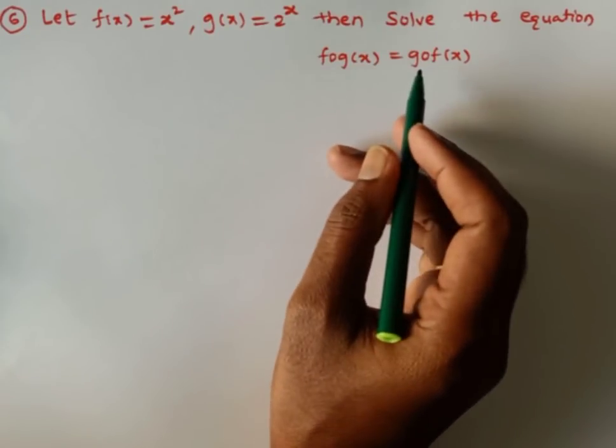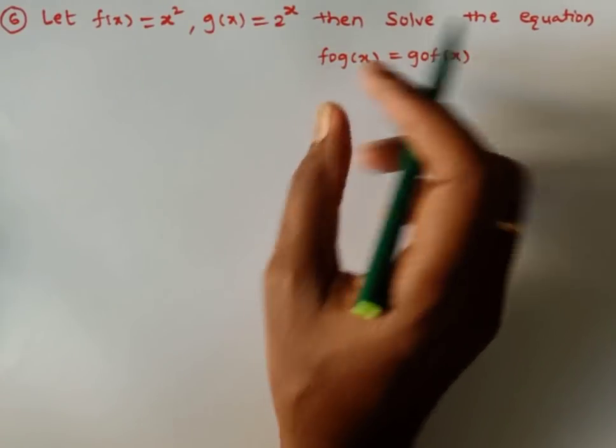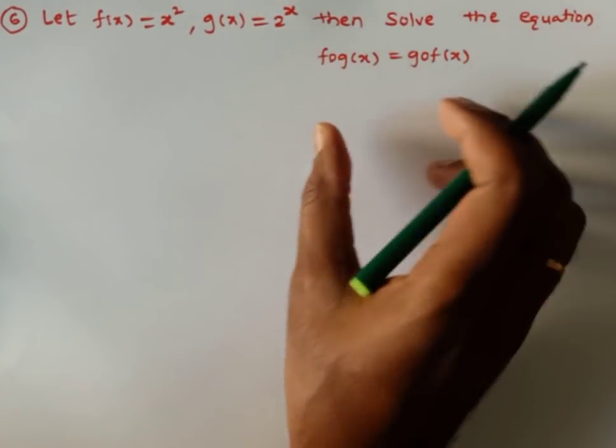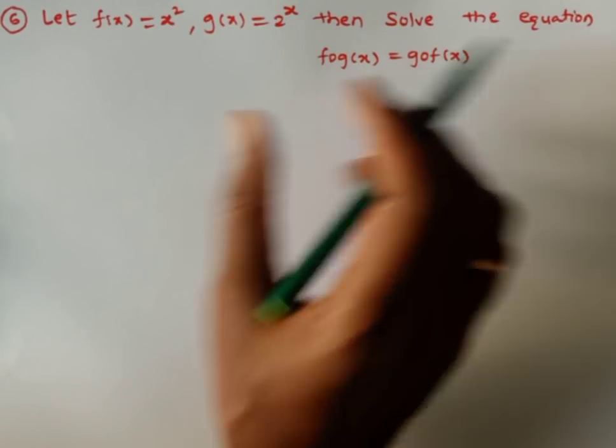We should not just find f compose g and g compose f and leave it. These two are equal, then find the value of x. For what value of x these two expressions are the same.